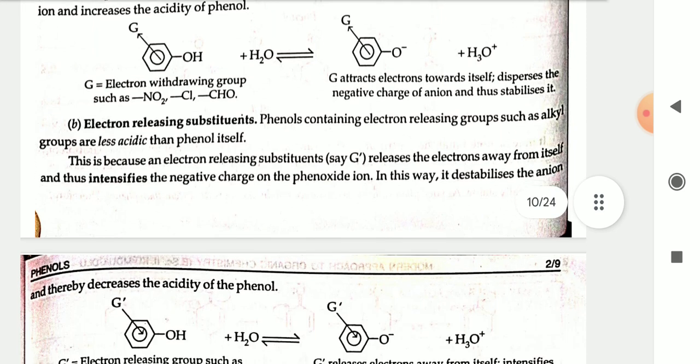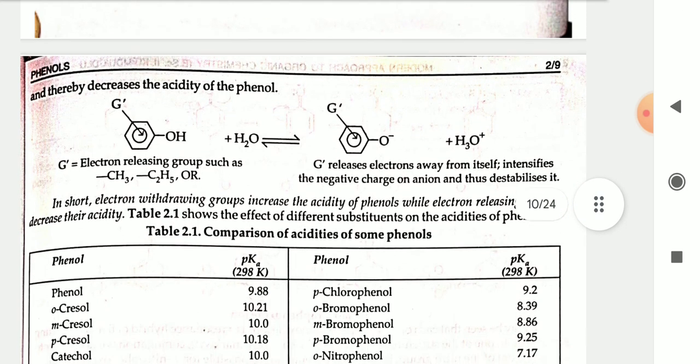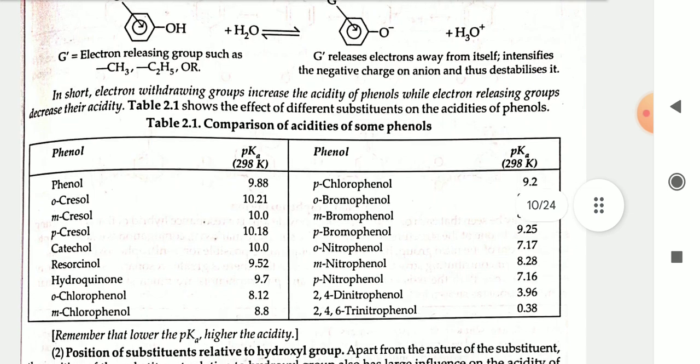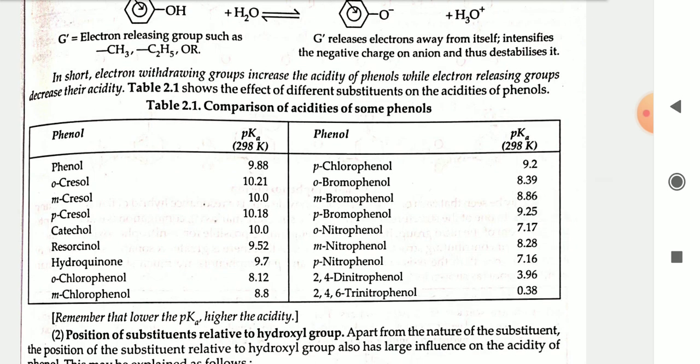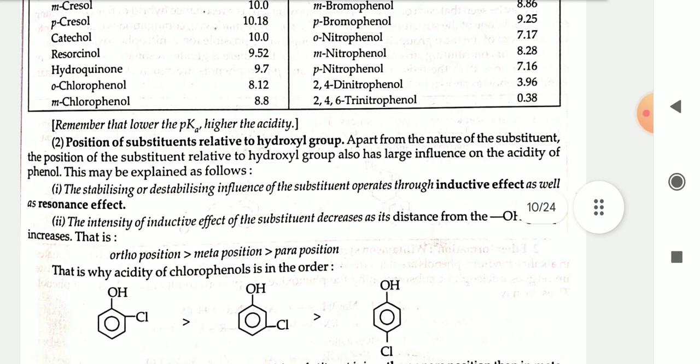B. Electron releasing substituents. Phenols containing electron releasing groups such as alkyl groups are less acidic than phenol itself. This is because an electron releasing substituent releases electrons away from itself and thus intensifies the negative charge on the phenoxide ion. In this way, it destabilizes the anion and thereby decreases the acidity of the phenol. In short, electron withdrawing groups increase the acidity of phenol while electron releasing groups decrease their acidity.